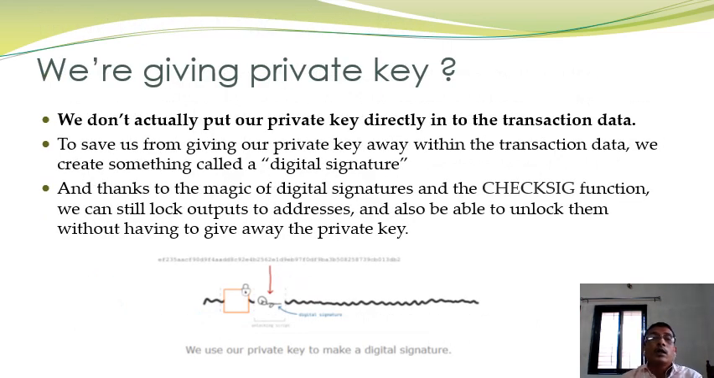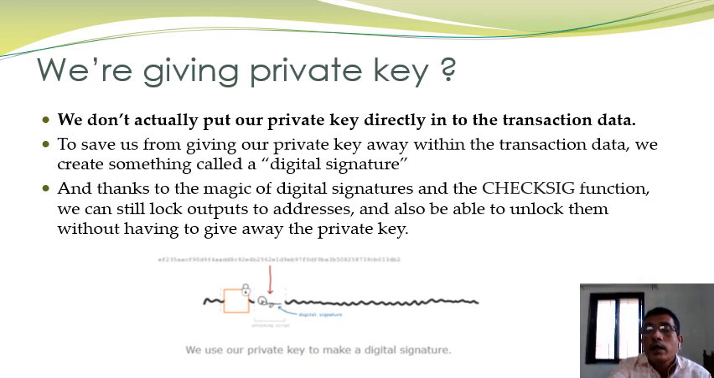So in previous slides we have seen that we provide a private key to the next transaction. We provide an unlocking script, and in the unlocking script we say that there is a private key, and by using the private key the next node can unlock the output. But this is not the case. We are not directly providing the private key.